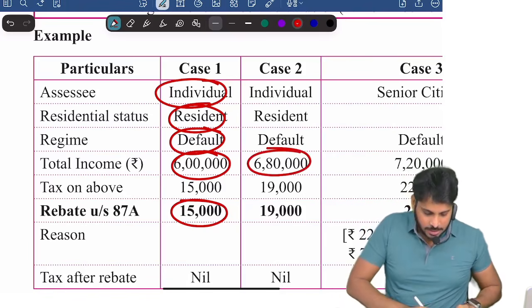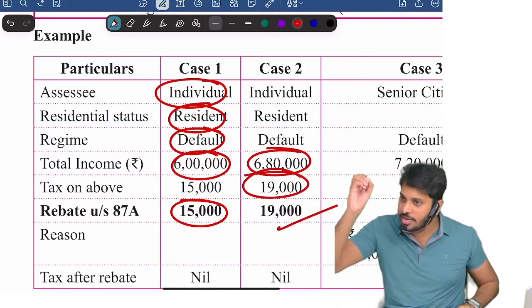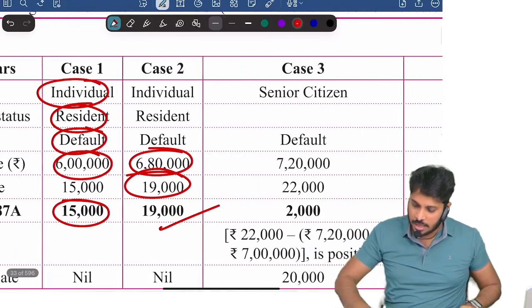6 lakh 80. 3 lakh 80 into 5%. Yes or no? 19,000 you will get. Up to 25 you can claim. 19 you can claim. Now next one.